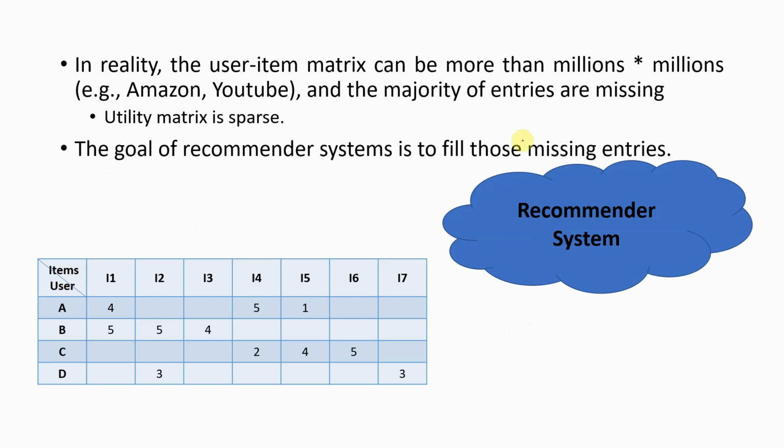In reality, this user-item matrix can be millions by millions in size, because we have several users on the internet and also several items in the database. So the majority of the entries in the user-item matrix are missing. That's why the utility matrix is sparse. Sparse means most of the entries are missing, so we have empty cells. The goal of our recommender system is to fill in these missing entries, because the recommender system has to predict these missing values. Based on that only, it recommends a particular product to the user.